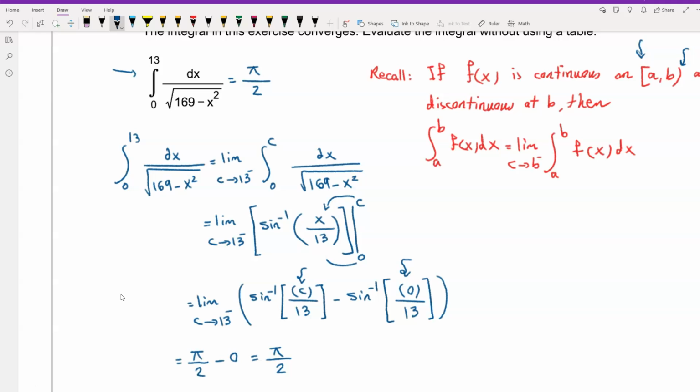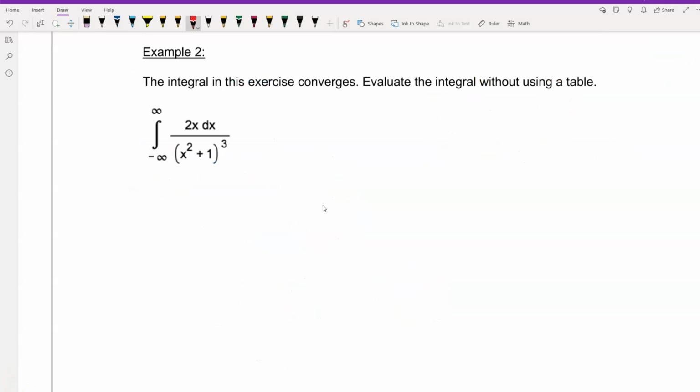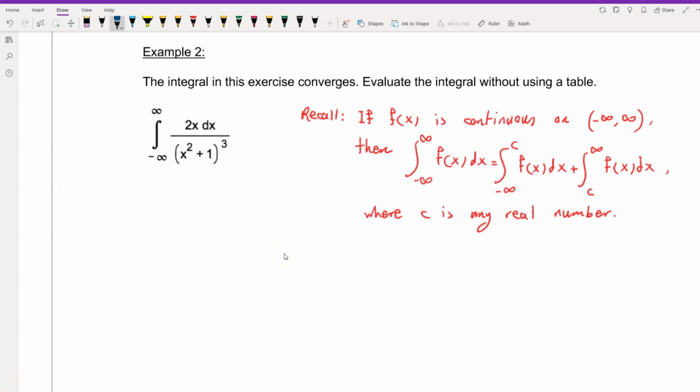So our final answer is pi over 2. So here on this part, the integral converges. Evaluate the integral from negative infinity to positive infinity of x dx divided by (x squared plus 1) cubed. Recall, if f of x is continuous on negative infinity to positive infinity, then the integral from negative infinity to positive infinity of f of x dx is equal to the integral from negative infinity to c of f of x dx plus the integral from c to positive infinity of f of x dx.